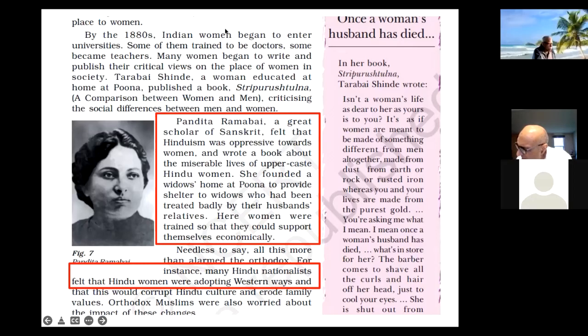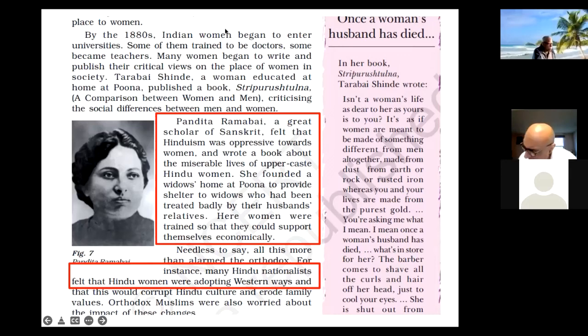For instance, many Hindu nationalists felt that Hindu women were adopting Western ways. This is a way to portray the entire Hindu society in a regressive mode, although the truth is entirely opposite to this. Now, anyway, then what happened was she fell into the trap of missionaries. They took her to England.